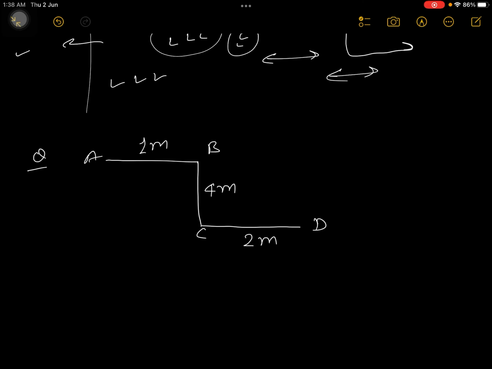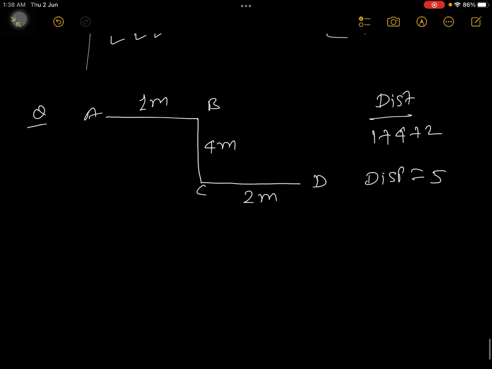Many of you may have got the answer immediately, that you will say, sir, distance is nothing but 1 plus 4 plus 2, and displacement is nothing but 5. Many of you may have given the right answer. Let's understand how to solve this problem. See guys, let's understand which answer is correct, which answer is not correct, and how you will think about this.